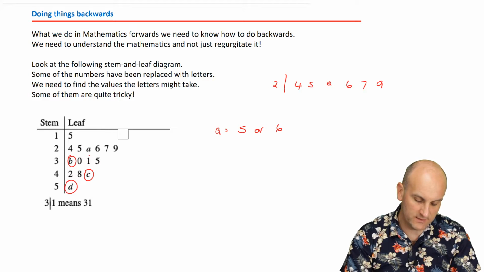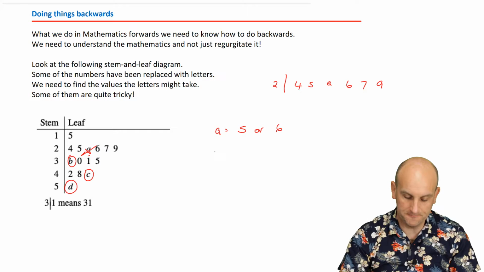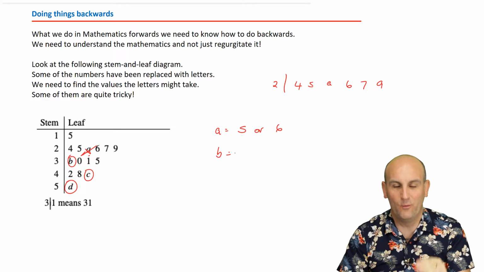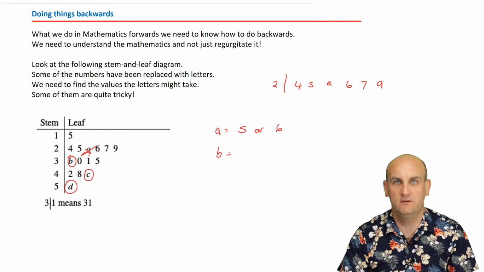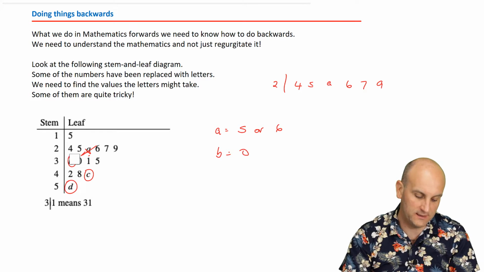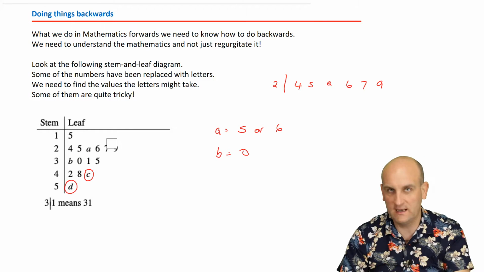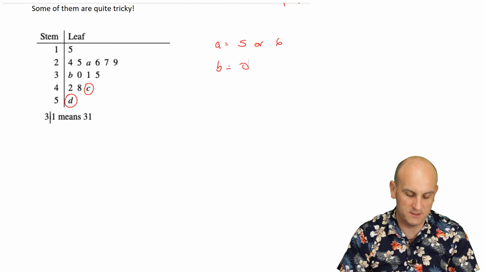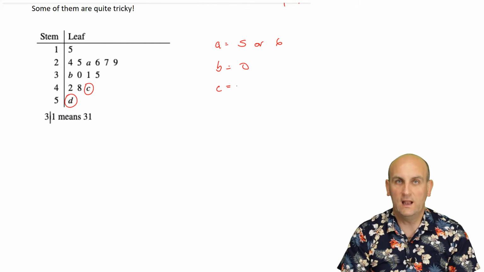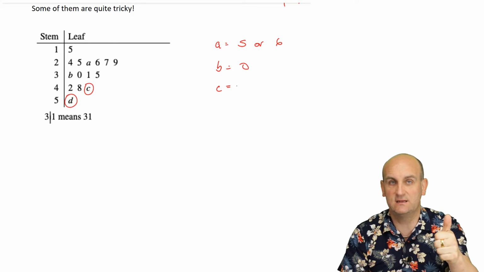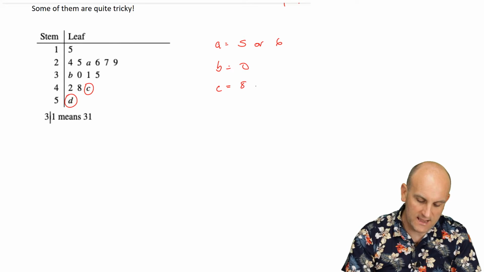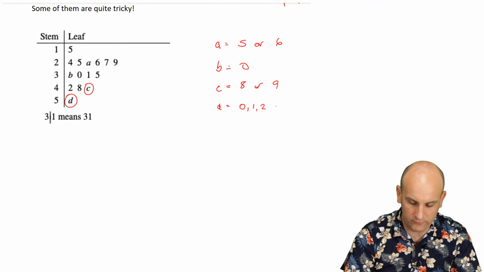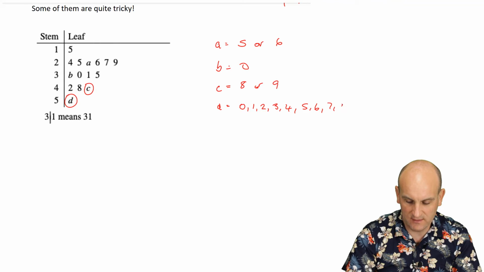So using the same information, what could B be? Well, it's actually on the left-hand side of that 0. And what number is lower than 0 or equal to 0? Well, actually, 0. So the only number B could be is 0. No, it can't be a negative number. I don't know that stem and leaf diagrams can show negative numbers. I certainly have never used them to show negative numbers. So what about the value C? Well, it's on the right-hand side of 8, so it could be 8 or 9. Spot on, 8 or 9. And what could the value D be? Well, actually, it could be anything: 0, 1, 2, 3, 4, 5, 6, 7, 8, or 9.